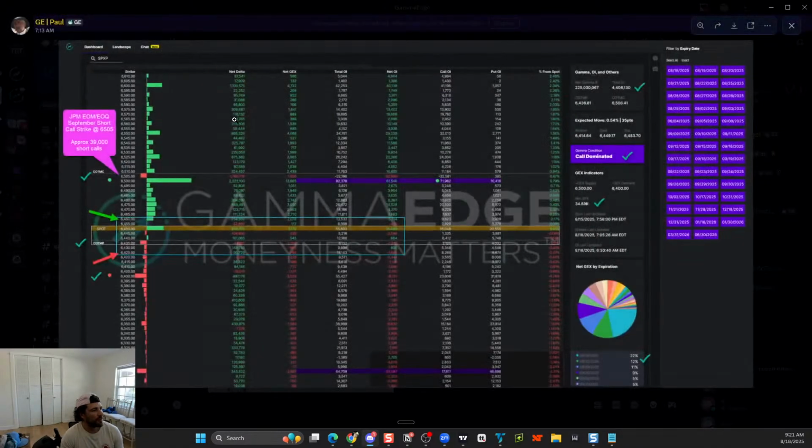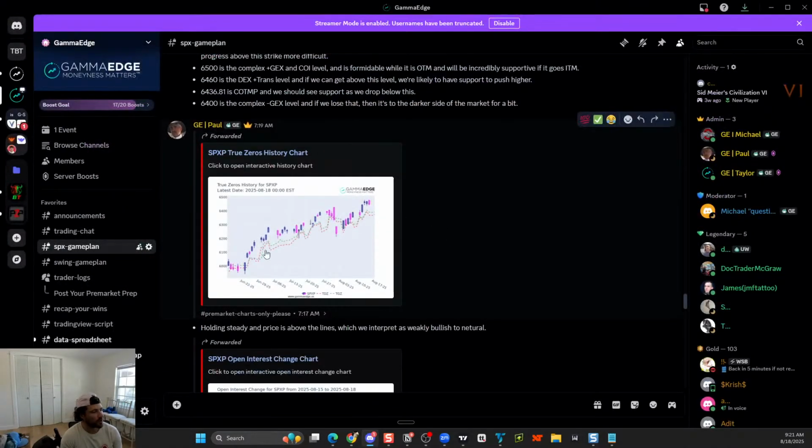So everything there for the moment looks good. Call dominated above the spot price. You see a lot of green. Good to see, right? Out of the money calls and in the money calls are what are dominating. Looking at GEX ratio, sideways to higher. Good to see.